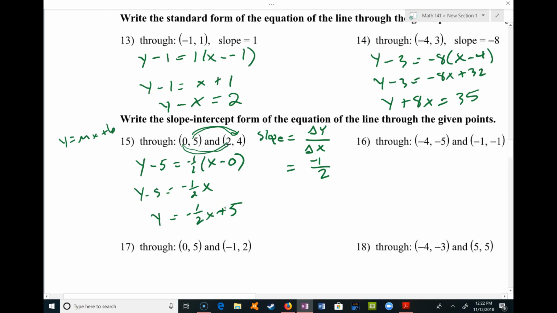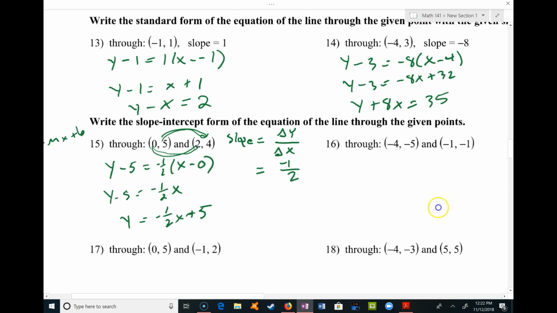Okay, so you get the idea of changing it to different forms. I'm not going to keep doing that for all of them. I'm just going to write the equation.